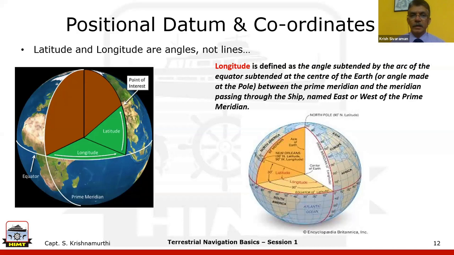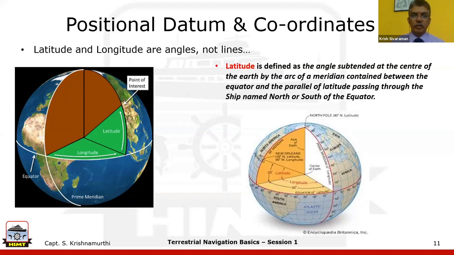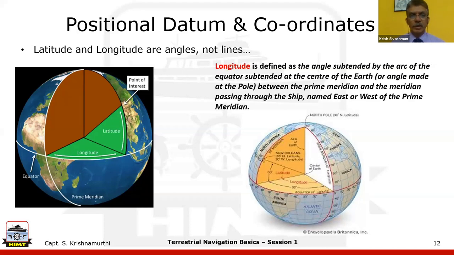And by the same token, longitude is the angle subtended by the arc of the equator contained between the prime meridian and the meridian passing through the ship or the observer. Going back to latitude, the naming of the latitude is quite obvious, north or south, depending on which side of the hemisphere the observer is. Longitude, again: any observer's meridian which is lying to the east of the Greenwich meridian, that longitude is named easterly or east. And if the observer is lying to the west of the Greenwich meridian, it is a westerly longitude.